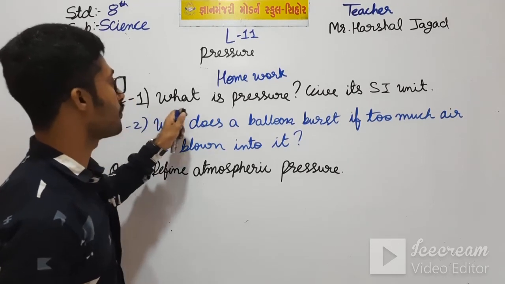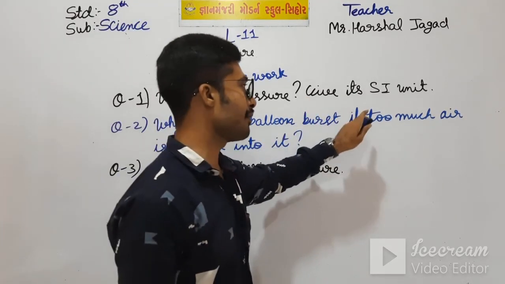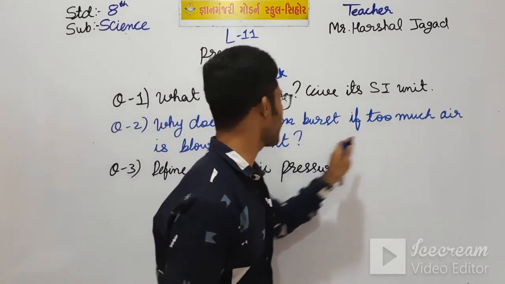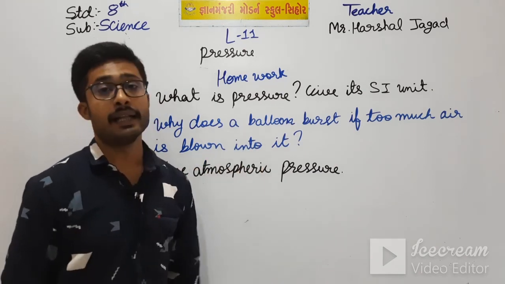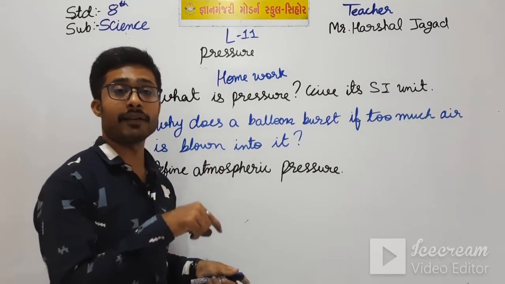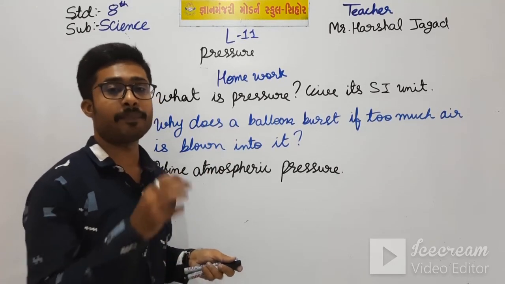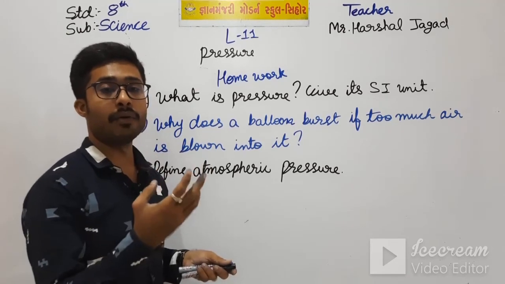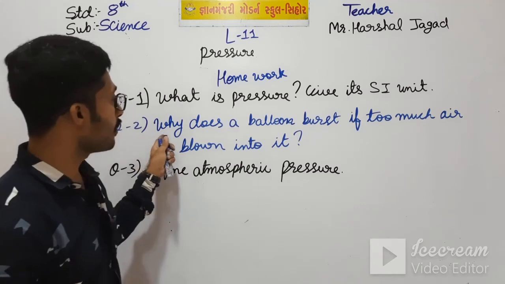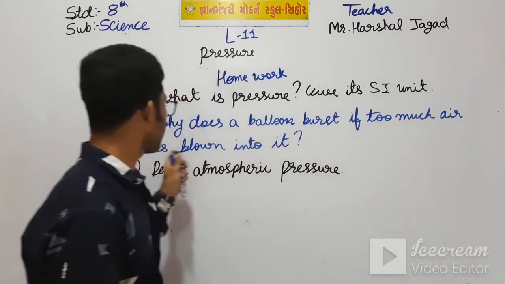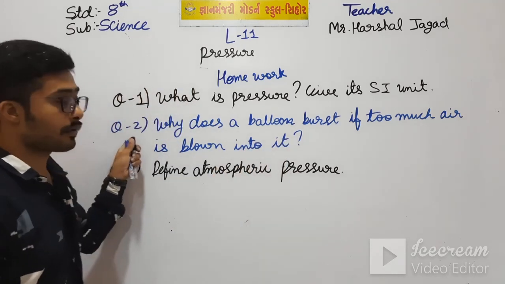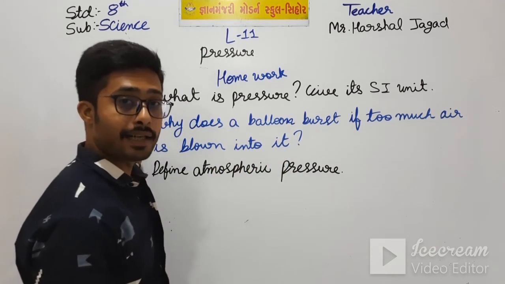Question number 1, that is, what is pressure? Give its SI unit. Question number 2, why does a balloon burst if too much air is blown into it? This answer is there in your activity, the first activity which we have seen in this lecture. We are blowing a balloon, and at a certain stage the balloon will burst. So you have to write down why a balloon bursts if too much air is blown into it. Okay students, question number 2's answer will be in your activity.